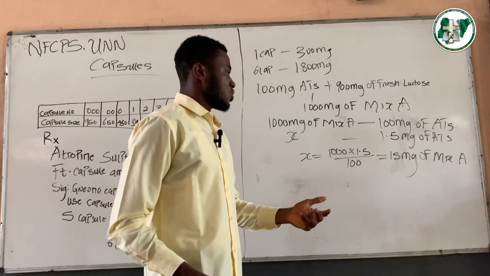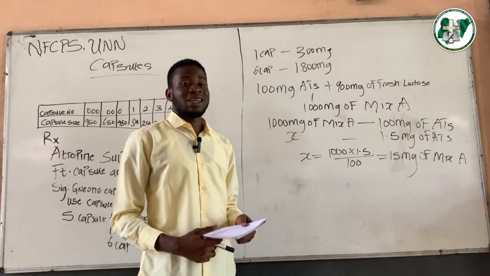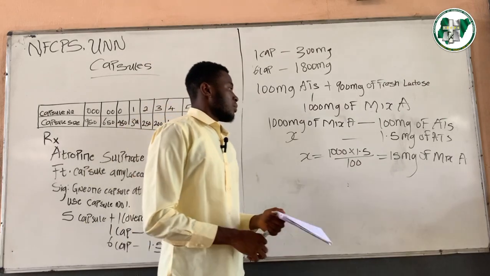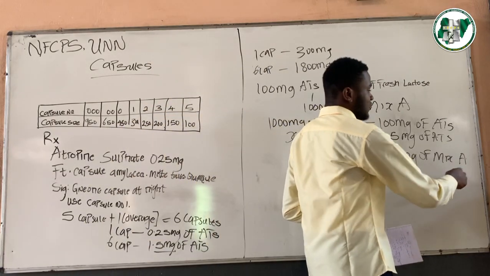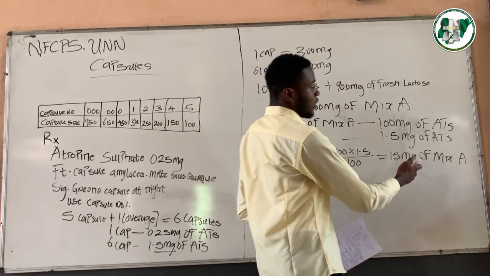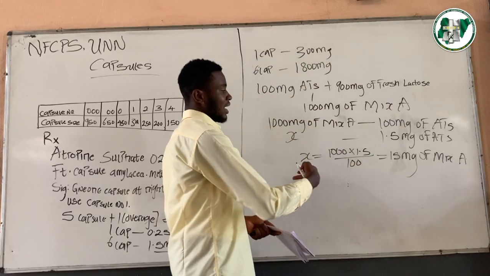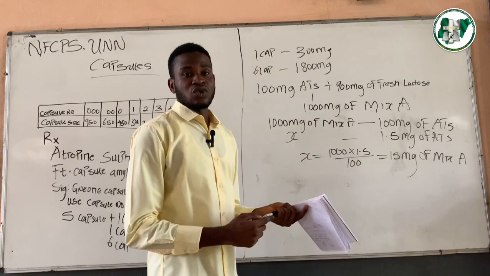Now remember what I told us, that the least weighable weight that we can measure with the weighing balances in the lab is 100 milligram, right? And 15 milligram is not weighable in the lab. So we do another serial dilution by getting 100 milligram of mixture A and using a fresh lactose of 900 milligrams.